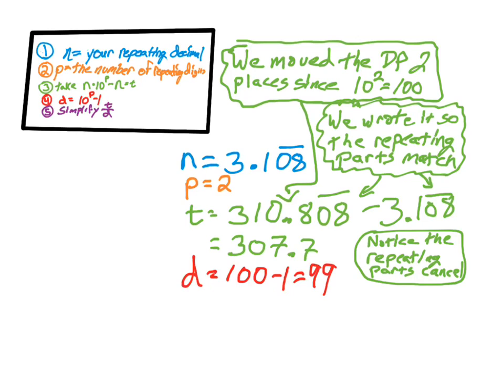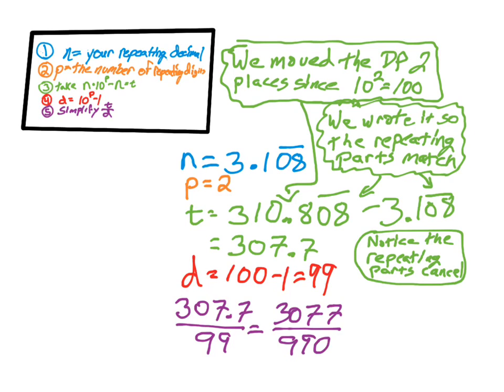Now we need to simplify the fraction 307.99, which has a decimal in it. So I'm going to multiply both numerator and denominator by 10 and get 3077 over 990, which is not reducible. And so that's actually our final answer.